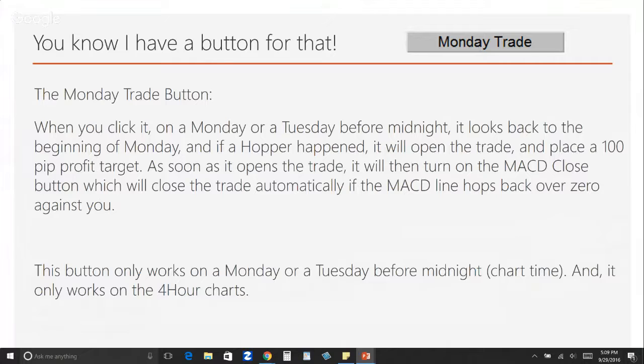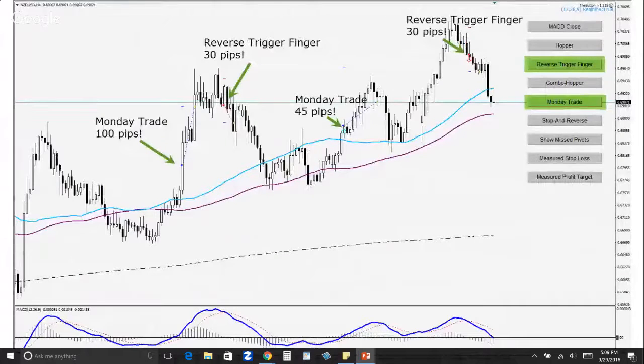This button only works on Monday or Tuesday before midnight chart time, and it only works on the 4-hour charts, because remember, the Monday trade is special at the beginning of the week on a longer time frame chart. So I thought I would just show you a little example of what some of these trades might look like rolling out back to back.